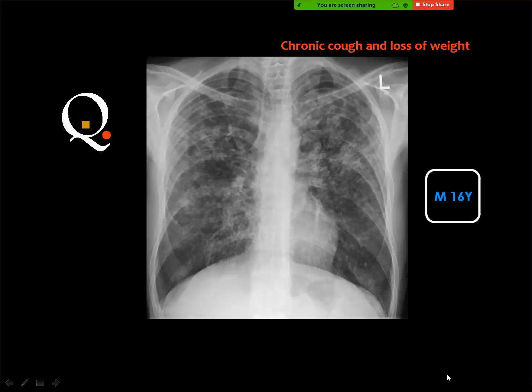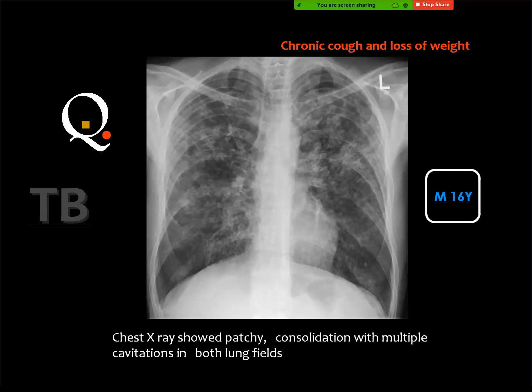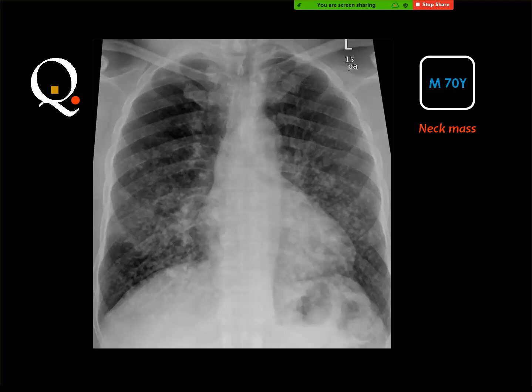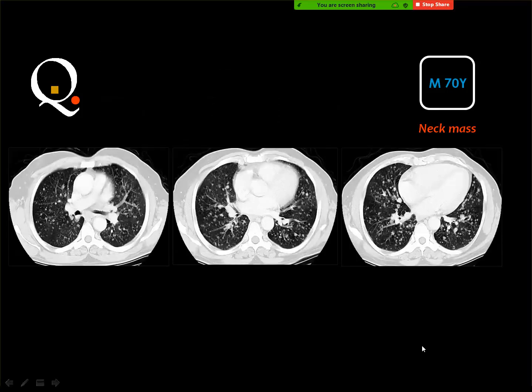Chronic TB. Picture of TB. You think that this is TB? Yes, very good. This is metastasis. Metastasis of thyroid. Yes, of the thyroid cancer. Yes, you are very good actually.